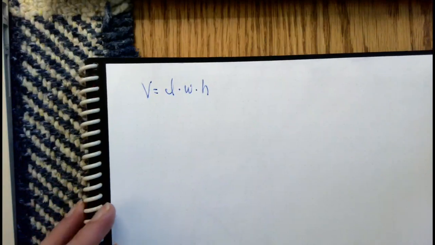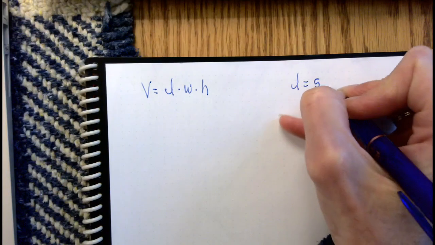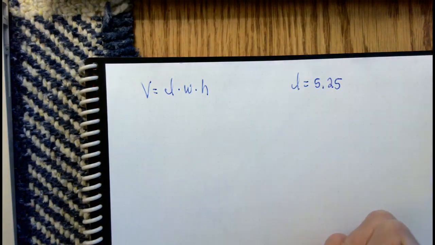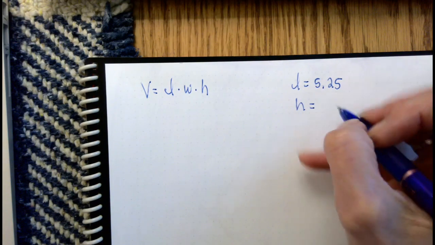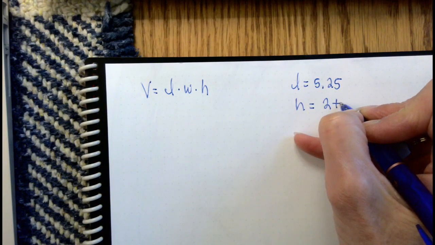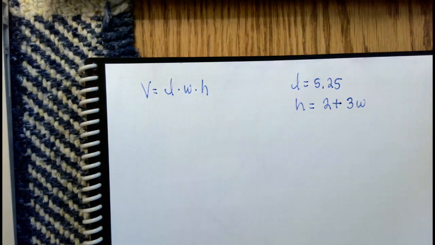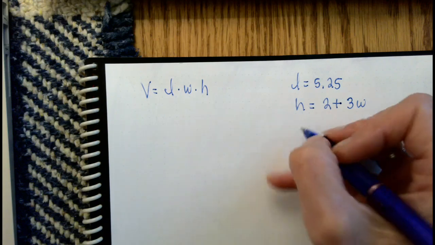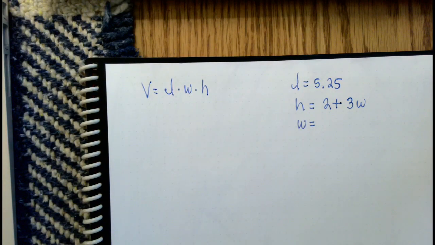And what we know from the problem is that the length is 5.25 centimeters. And the second piece of information that we have is that the height is 2 centimeters longer than, notice that I wrote a plus for longer than, 3 times the width. And then we don't have any information about the width, so we're just going to say W is the width. And then we're going to go back and fill in that information.